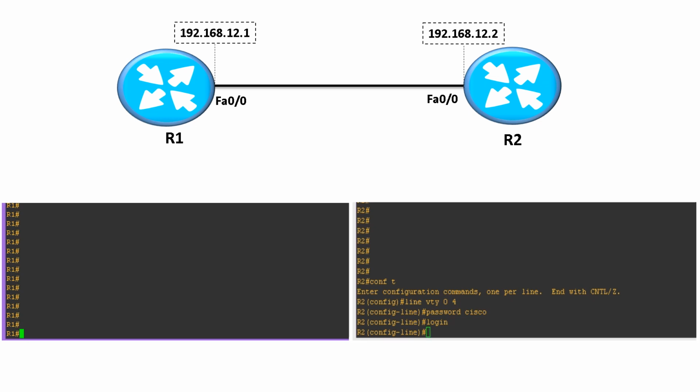Now that password is set on R2, I again go back to R1 and try telneting R2 IP 192.168.12.2. Next, password of Cisco is entered, and then I am in user mode of R2, which is depicted by router name of R2 followed by a greater than sign. So now we have successfully Telnet into router R2 through line VTY.